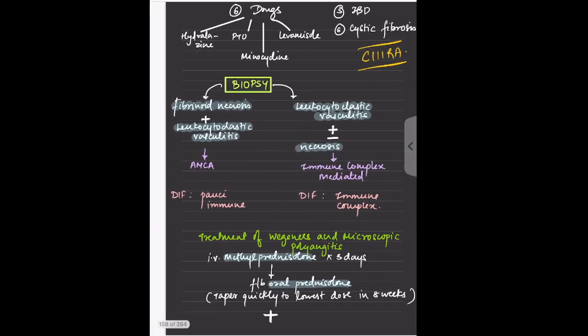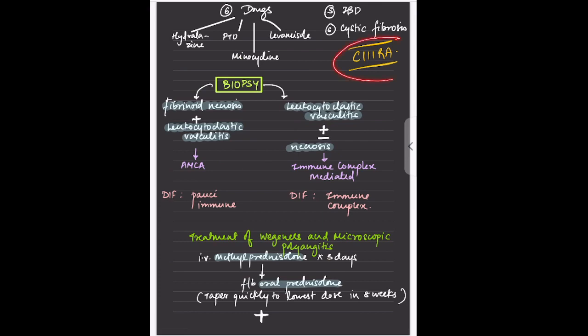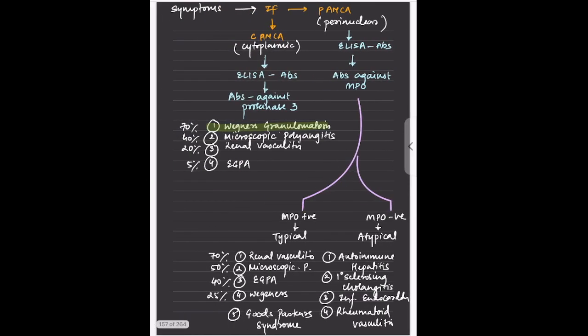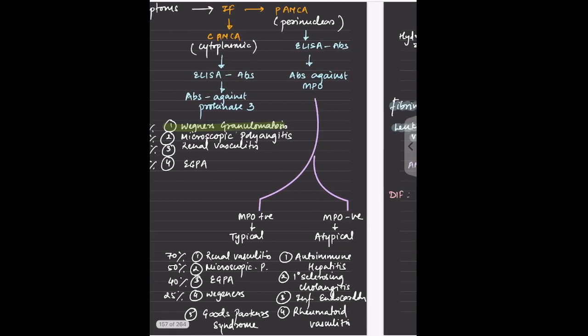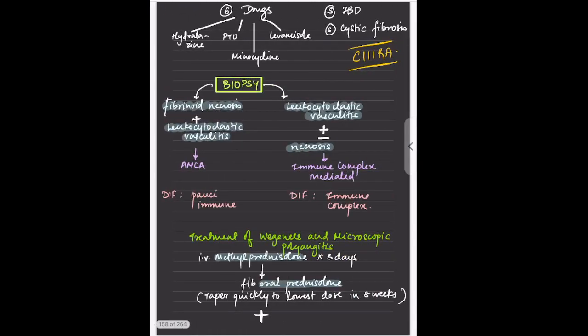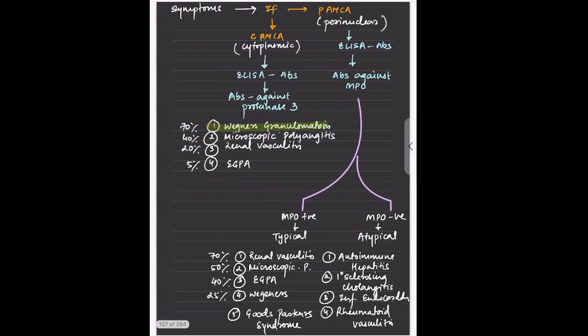Atypical involves SIRA. I have made a mnemonic: autoimmune hepatitis, primary sclerosing cholangitis, infective endocarditis, rheumatoid vasculitis, inflammatory bowel disease, cystic fibrosis. So cystic fibrosis, primary sclerosing cholangitis, infective endocarditis, rheumatoid vasculitis, autoimmune hepatitis, inflammatory bowel disease.